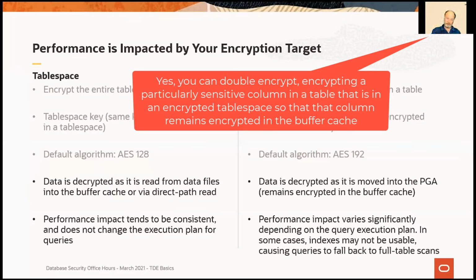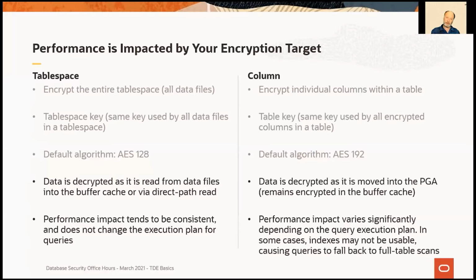Tablespace encryption. Because I am encrypting at the tablespace level, the encryption is completely invisible to things like indexes. It is completely invisible to the optimizer. We don't care that it's encrypted because it's a very predictable workload. If it's column level encryption, this is not the case. With column level encryption, indexes change.